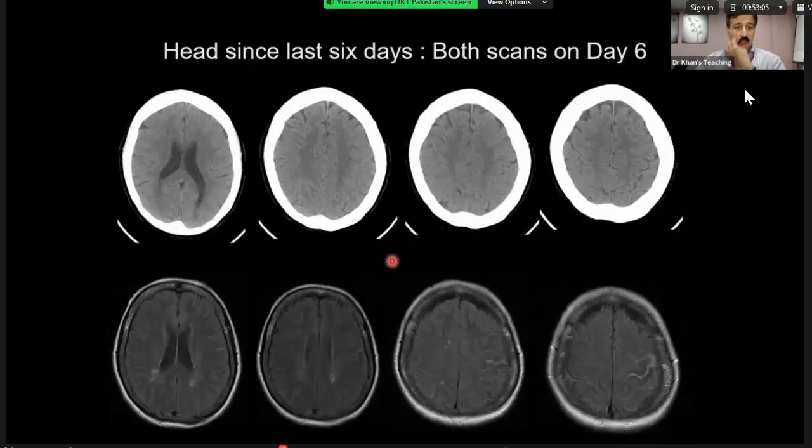Okay, this is a case in which the patient presented with subarachnoid hemorrhage 6 days ago. After 6 days, CT was done, and this FLAIR sequence of MR was also done. What are your findings? How do you explain this? Over to candidate 6.